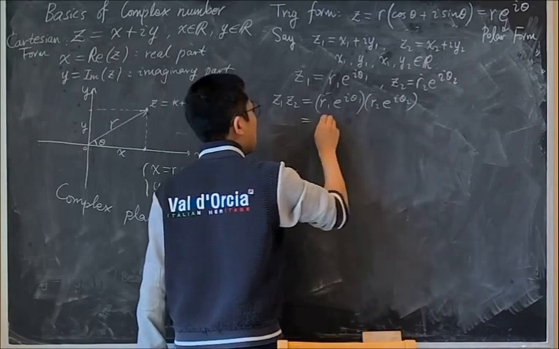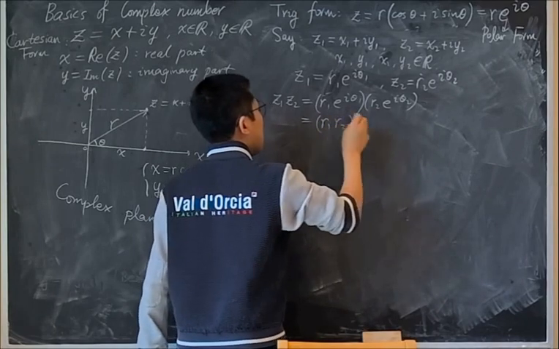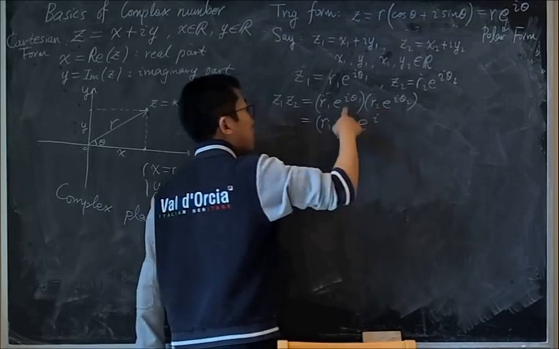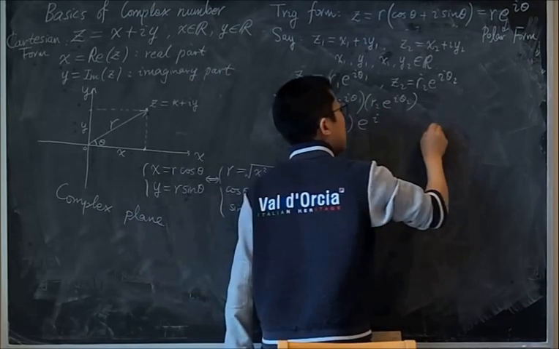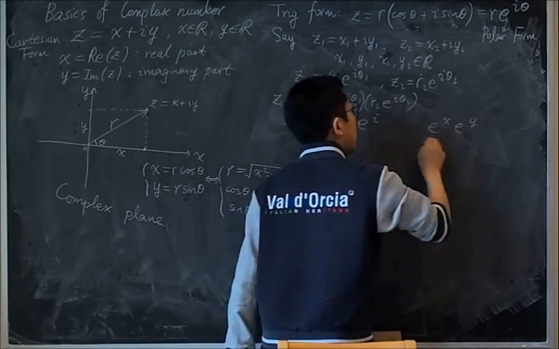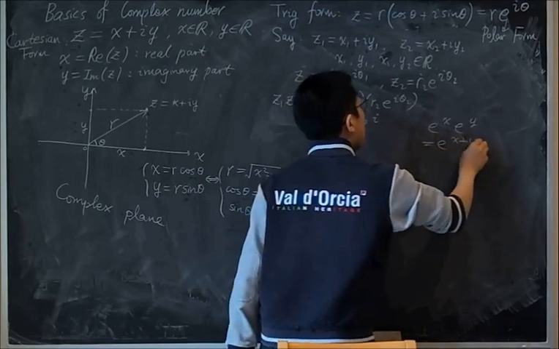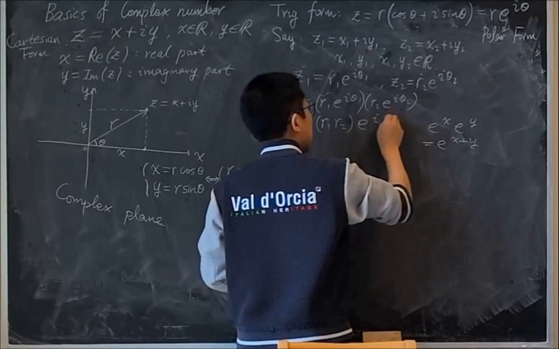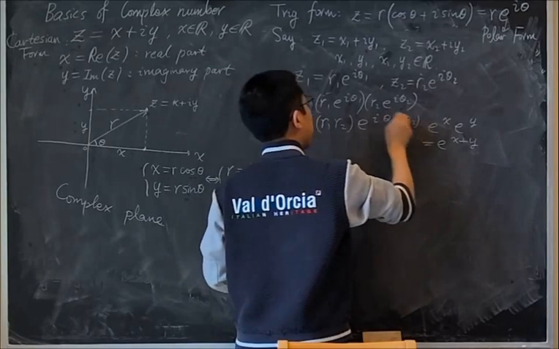R1 and R2 go first. Then e to the I. Remember that e to the x times e to the y is just e to the x plus y. So I can just add these numbers up. So that's I of theta 1 plus theta 2.